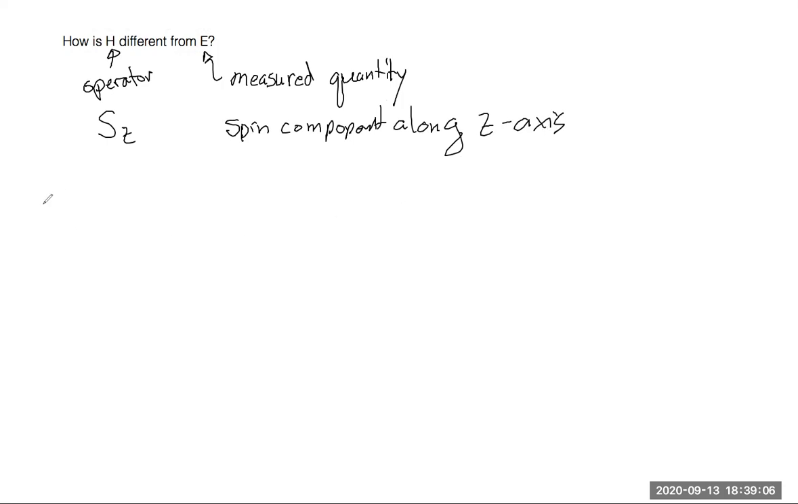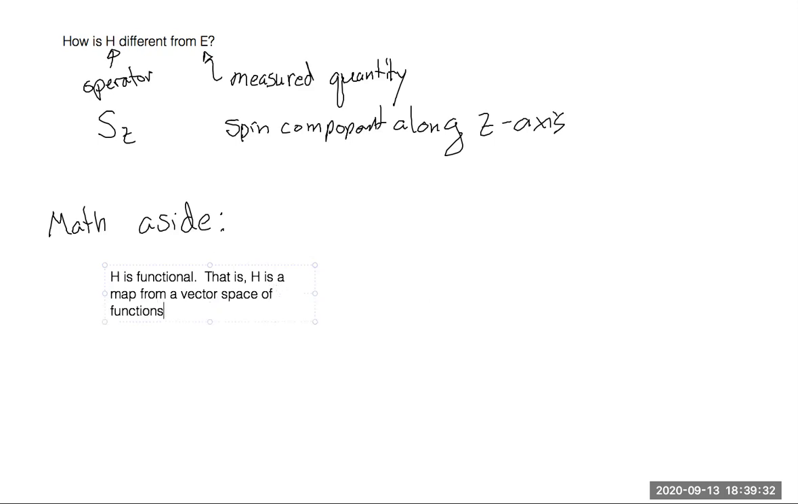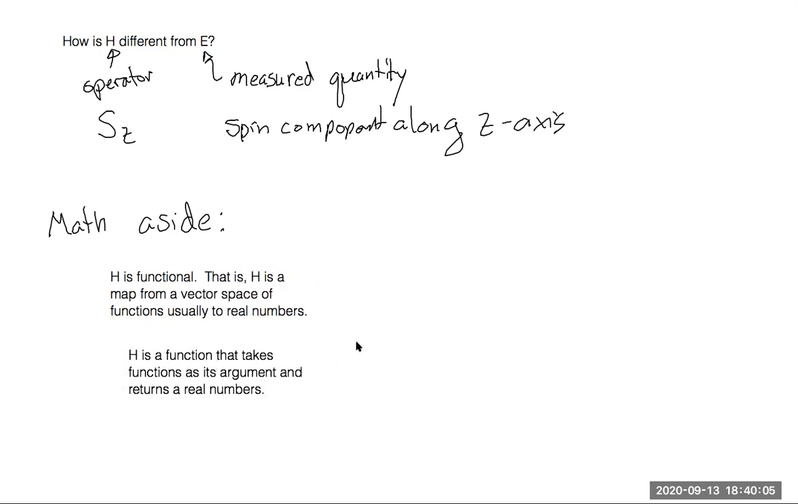Now, a short mathematical aside here. H is a functional. That is, H is a map from a vector space of functions, usually to real numbers. I mean, definitely to real numbers in this case. In plain language, H is a function that takes functions as its argument. So you put in functions and it returns a real number. So that's a little mathematical aside.